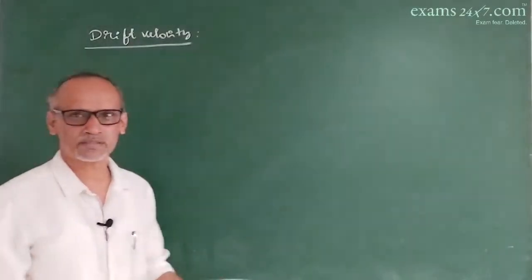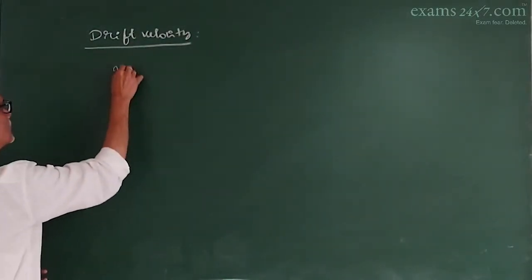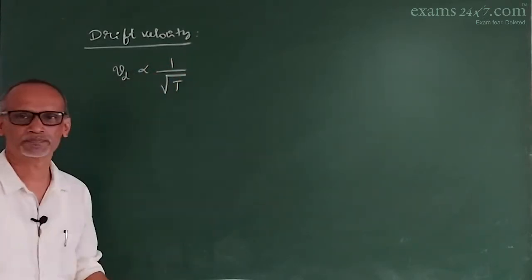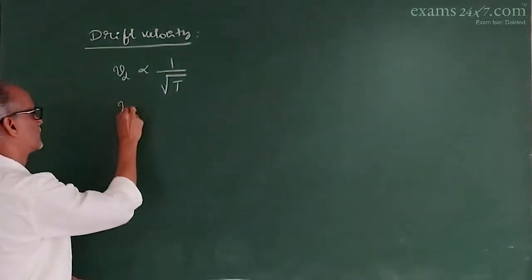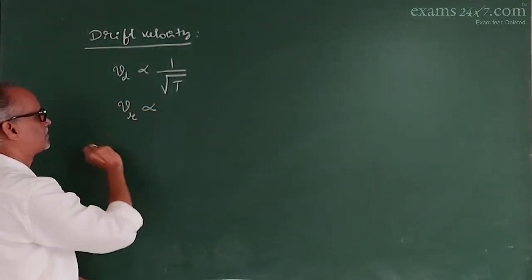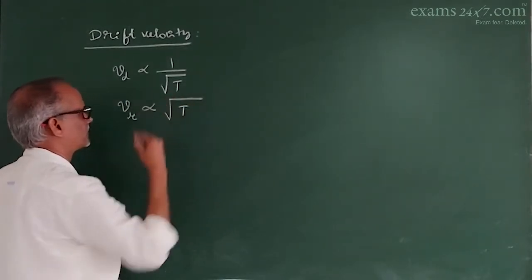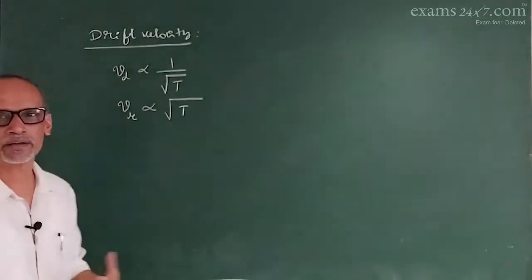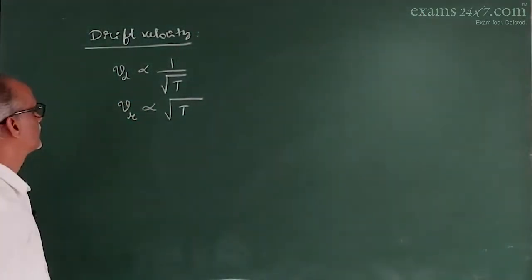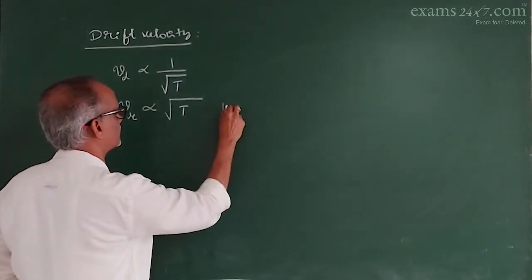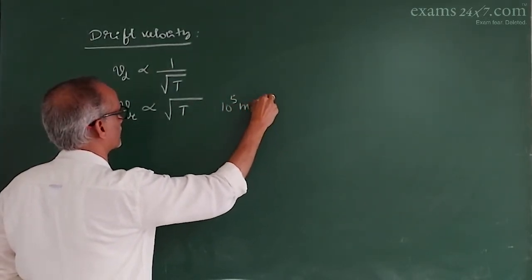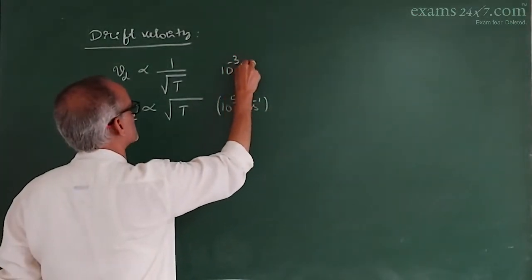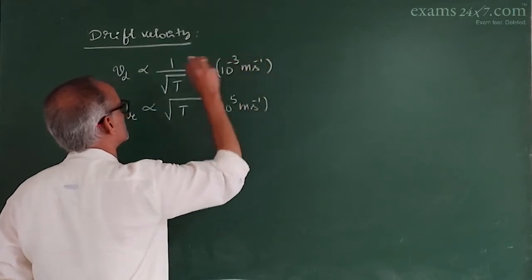And this drift velocity is inversely proportional to the square root of the absolute temperature. But the velocity of random motion is directly proportional to the square root of the temperature. This is the drift velocity, this is the velocity of the random motion. Now, the velocity of random motion is of the order of 10 to the power 5 meter per second, whereas the drift velocity is of the order of 10 to the power minus 3 meter per second.